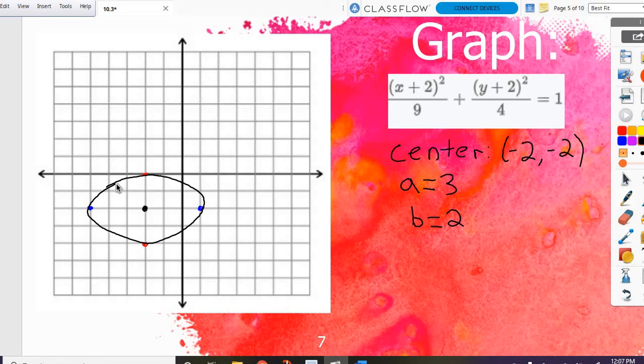They just asked us to graph it. Now, if they asked us to find our foci, what would we have to find? So right now we have our vertices, our co-vertices, but if we needed our foci, what would we have to find? Distance of C. The distance of C, and how would we find that? C squared equals A squared minus B squared.